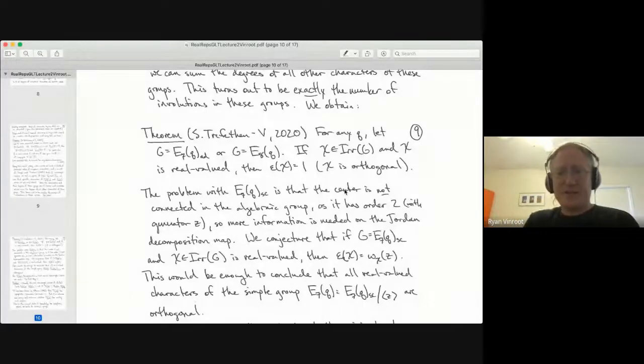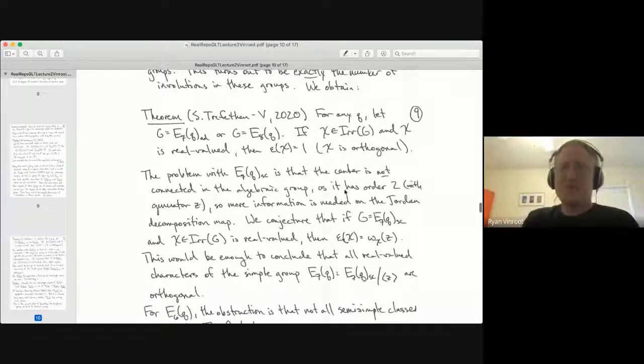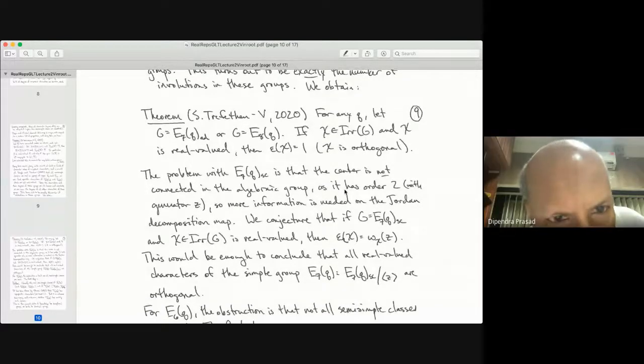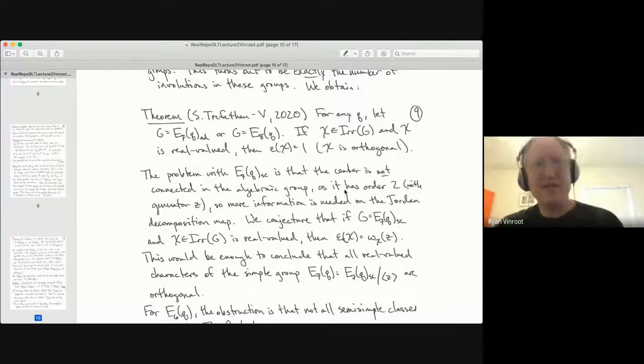Am I right to assume that if one was doing this Jordan decomposition for E8, you will be looking at centralizers of semisimple elements, and they are all known? And one exactly knows how many of the unipotent representations of those centralizers are real valued? Yes, exactly. This is exactly the process. One knows all the centralizers in E8? Yes. These are all classified, all written down.